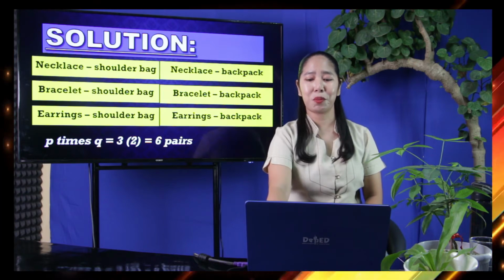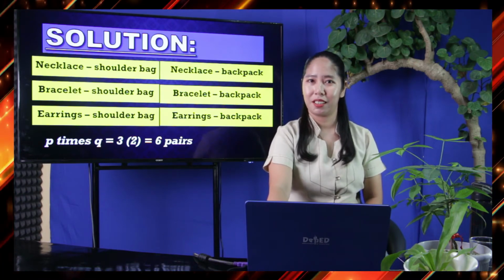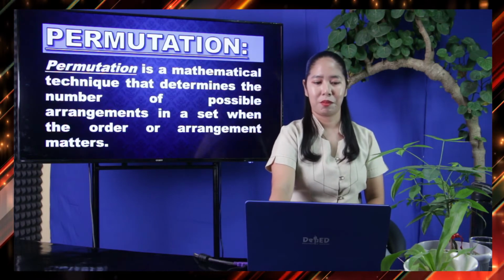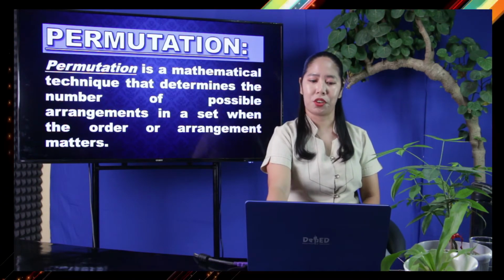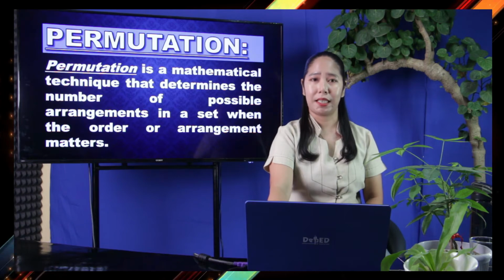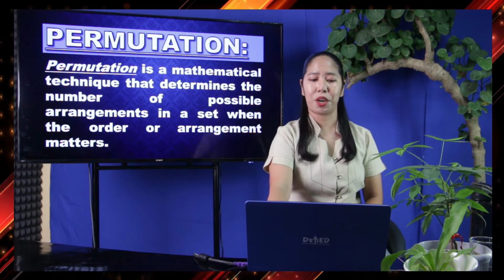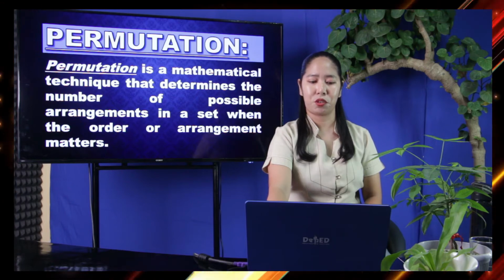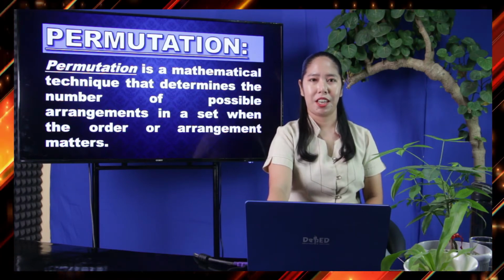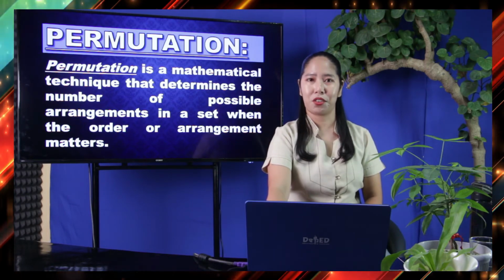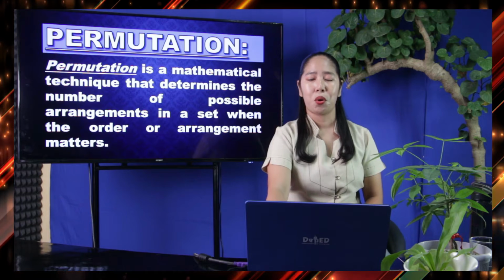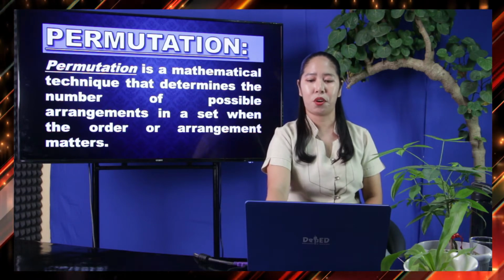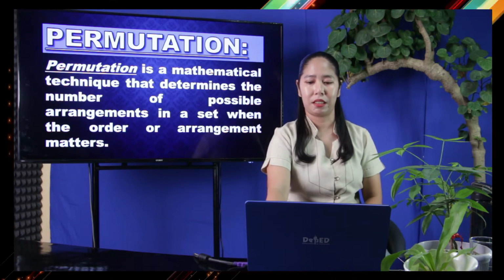Are you ready now to proceed to our lesson proper? Good. Now, let us discuss permutation. When we say permutation, it is a mathematical technique that determines the number of possible arrangements in a set when the order or arrangement matters. In other words, permutation is an ordered combination, where order or arrangement of objects is very important.